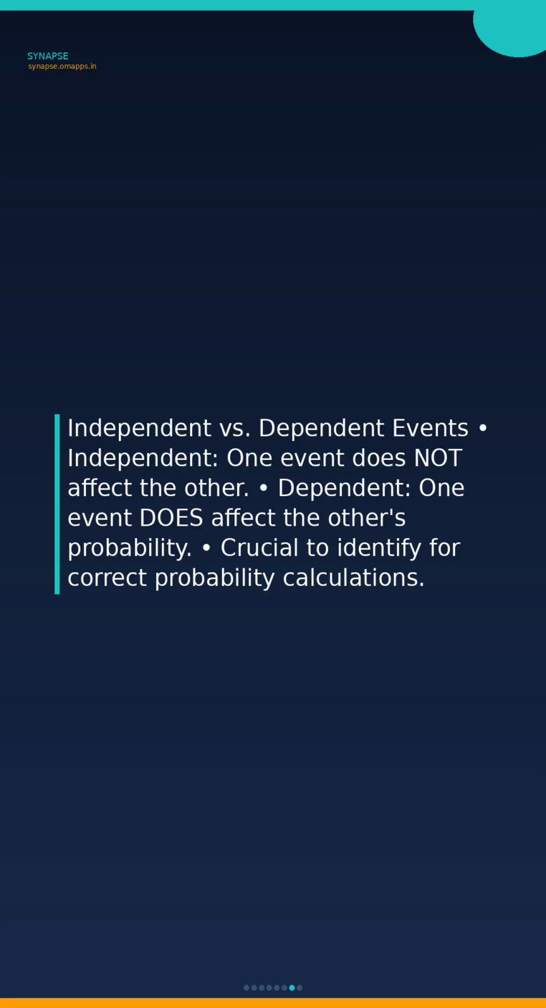Here's a real-world example. Imagine you are analyzing medical test results. Conditional probability helps doctors determine the likelihood of a disease given a positive test result. This helps with diagnosis and treatment.